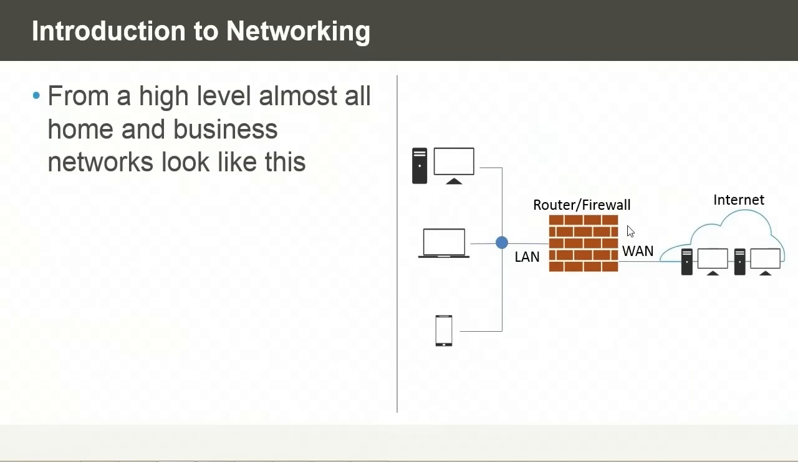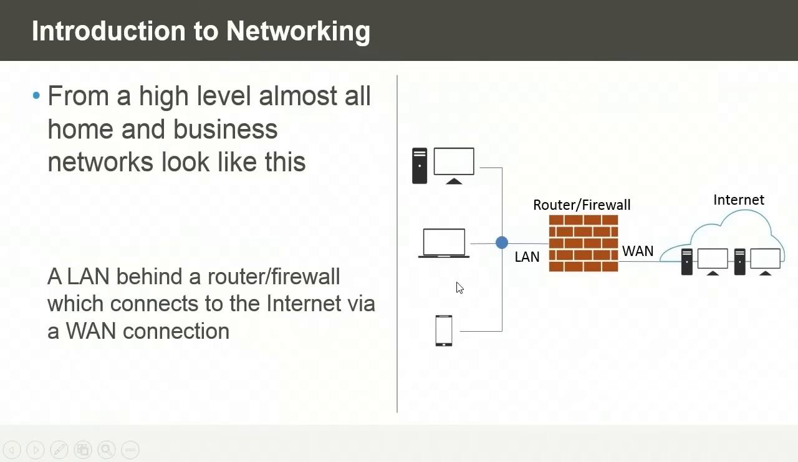Often, a router and firewall are the same device, where we might even be using technologies such as NAT, Network Address Translation. This allows us to use internal private IP addresses that get translated to a public address when we make a connection to the internet. So the LAN exists behind our router firewall.